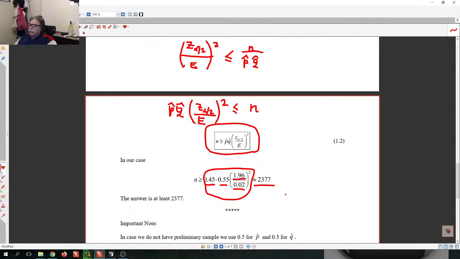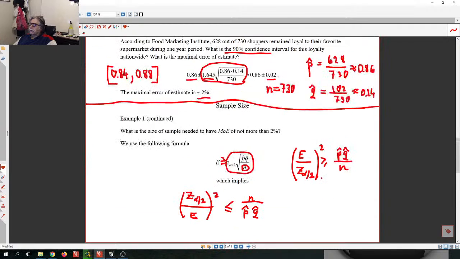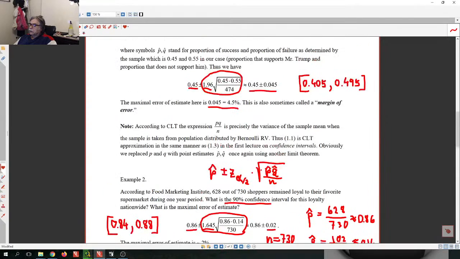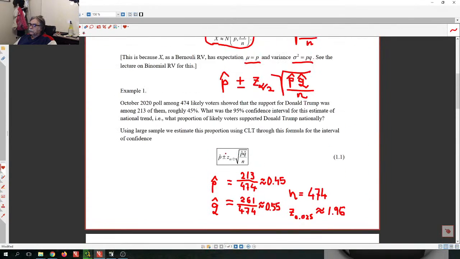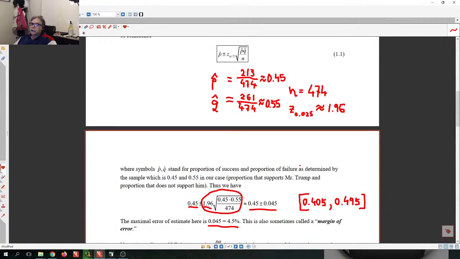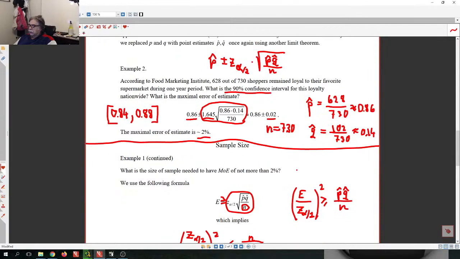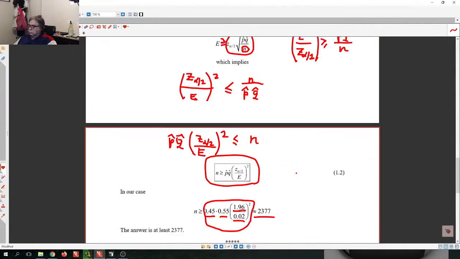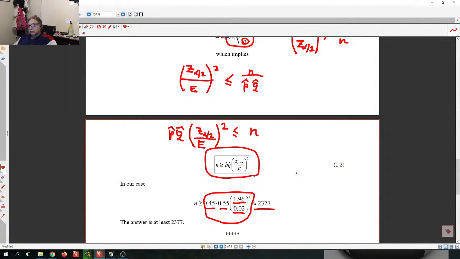You have to get this many voters in your sample, this many people you're polling in your sample, and you only have right now 474. So basically you need to add another 1,903 to get to this number. It's a lot more work. You're going to get a better estimate, of course.